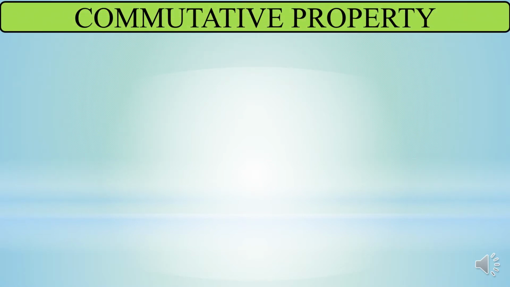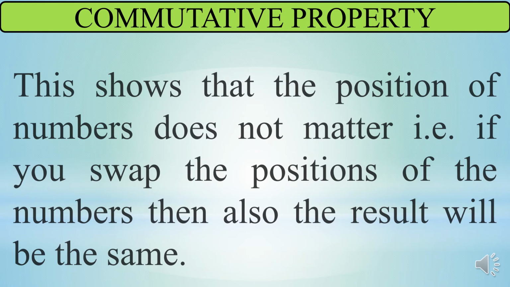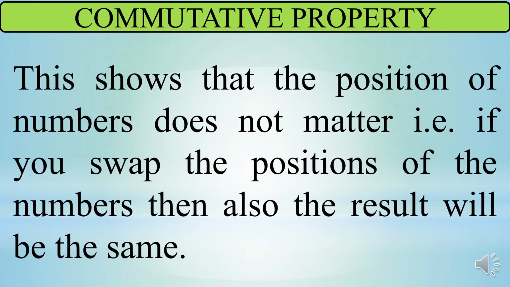Now let's learn about commutative property. Commutative property shows that the position of numbers does not matter. That is, if you swap the position of the numbers, then also the result will be the same. Children, it means that when we change the order of the number, we get the same answer.